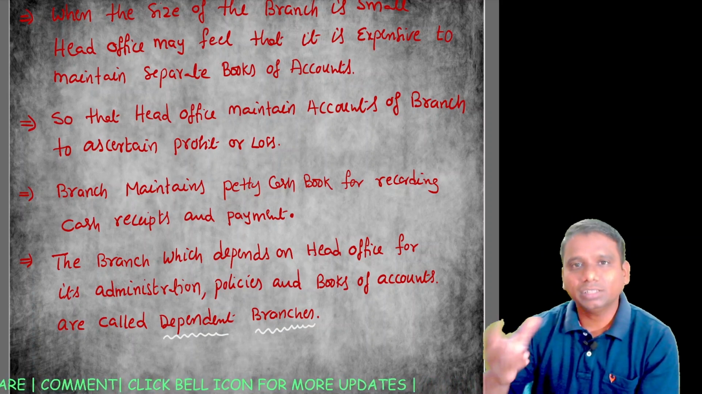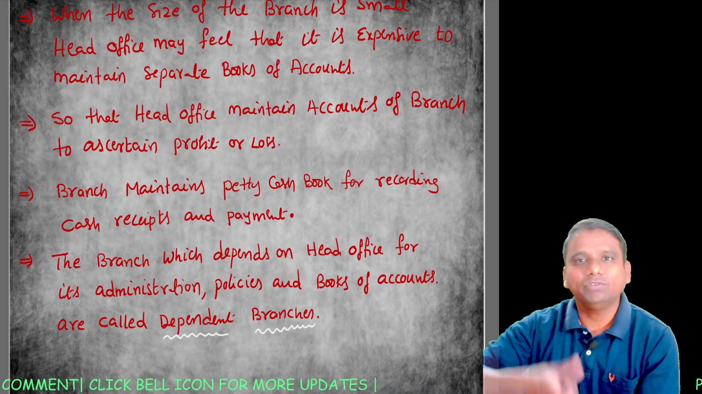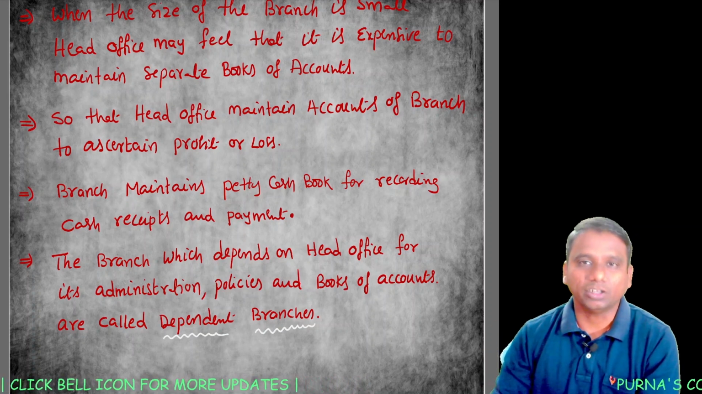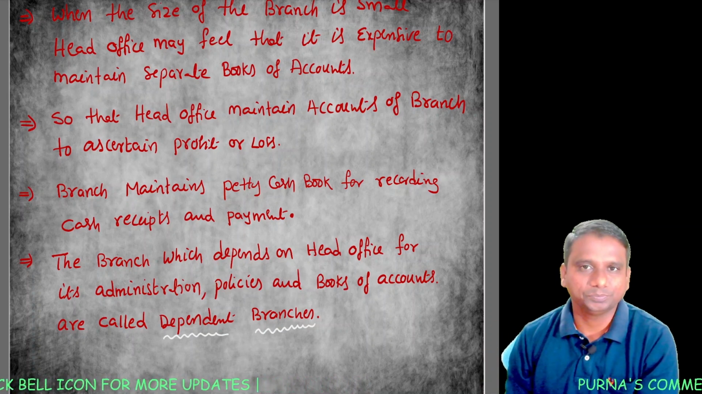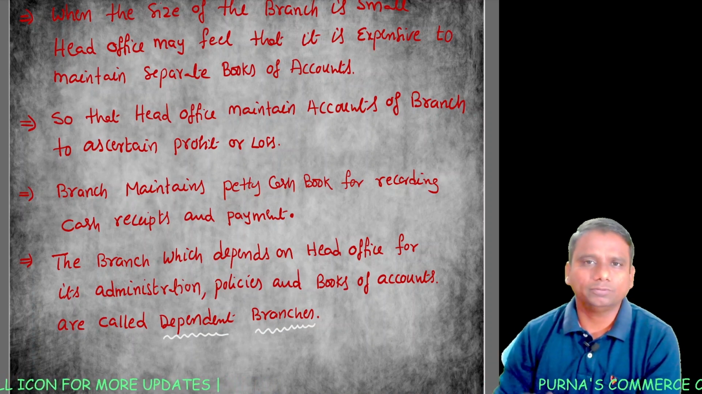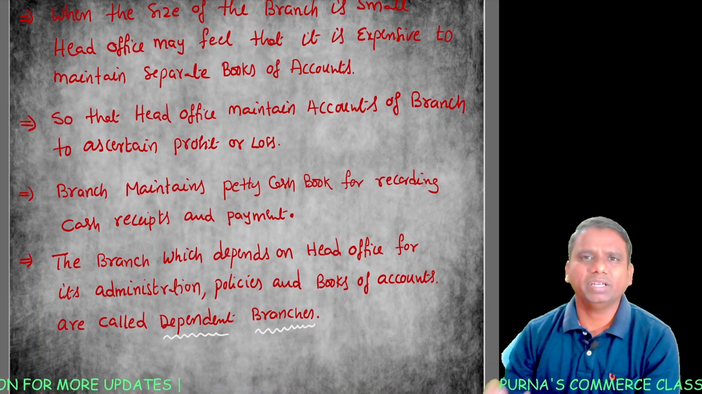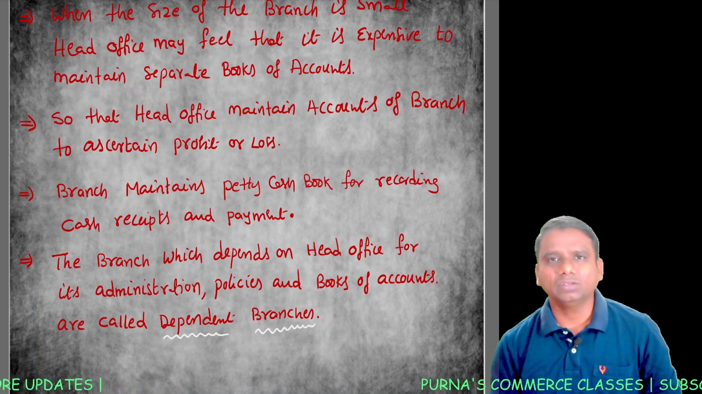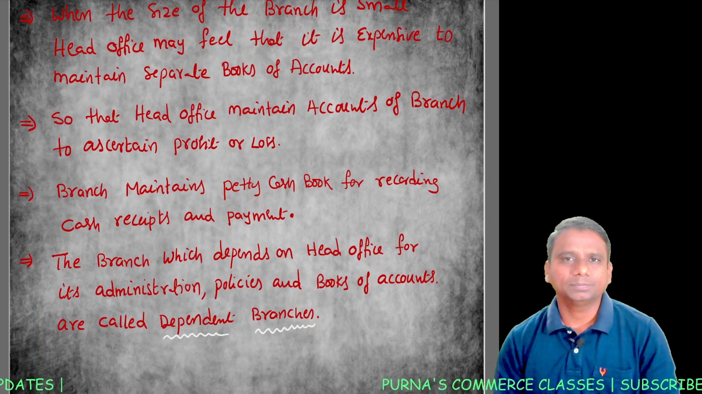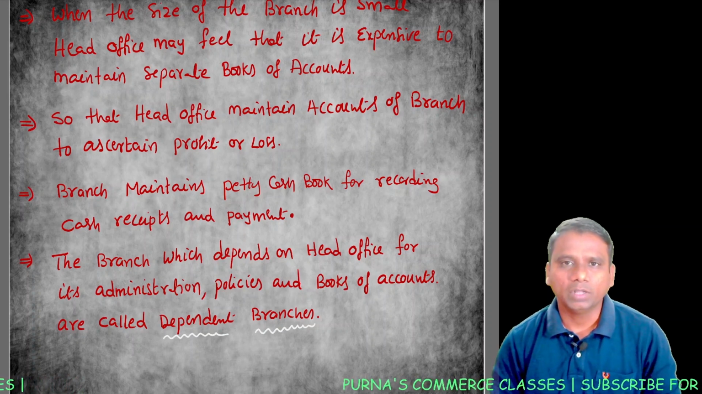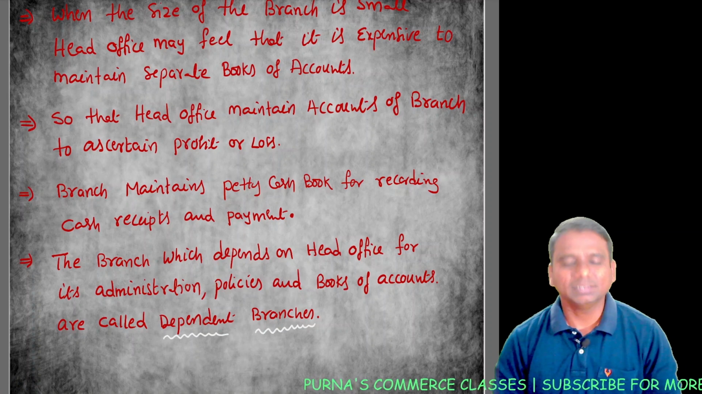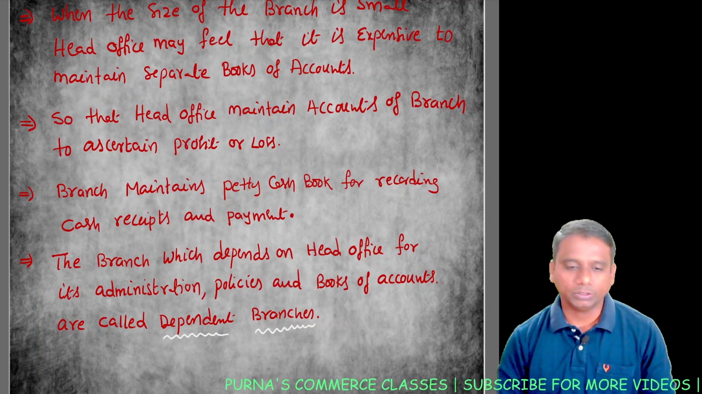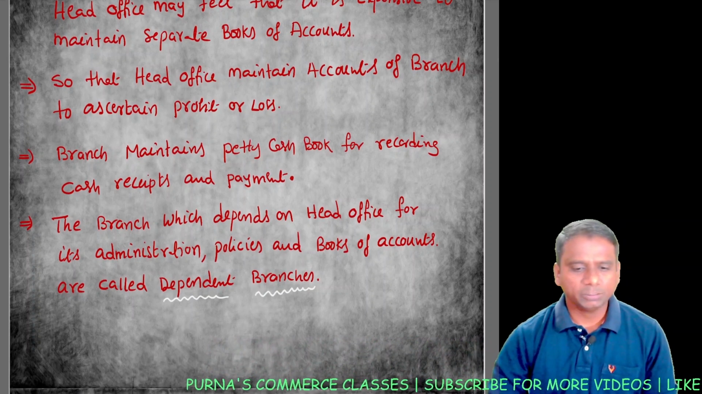So in the branch, they will not maintain a full accounting record or full accounting system. They maintain only part of the accounting. Part of accounting means they may maintain petty cash, or some stock registers, or details about the debtors. That's all. But they will not maintain the full accounting system. Full accounting system means what? Double entry system of accounting. I hope you understood. So the branch maintains petty cash.